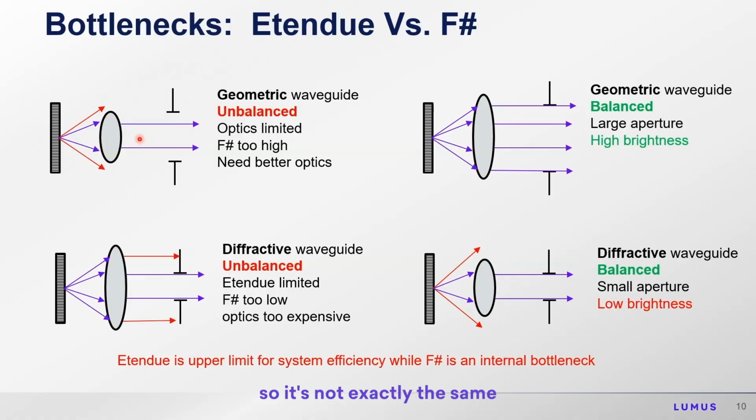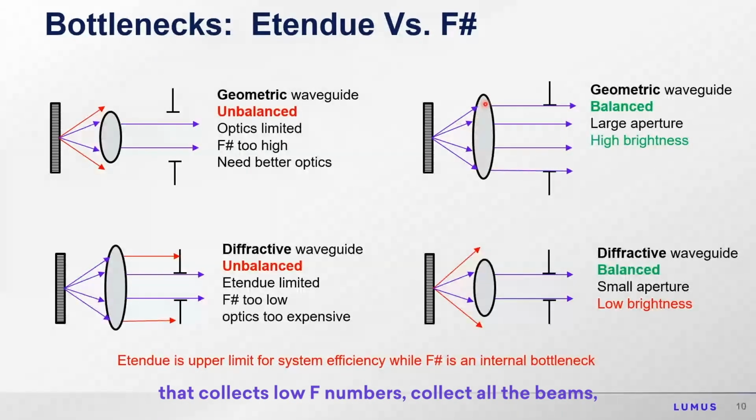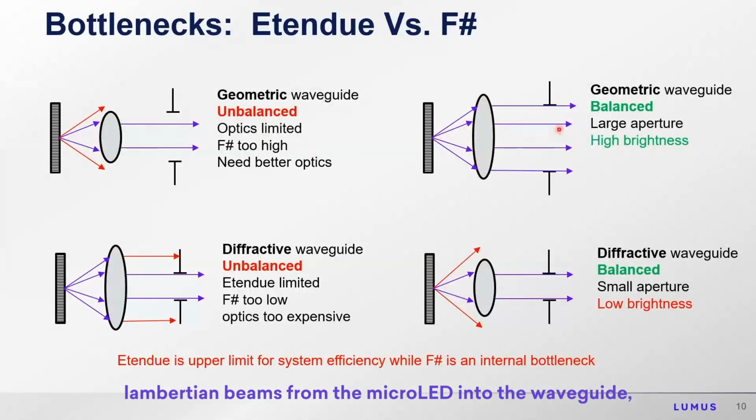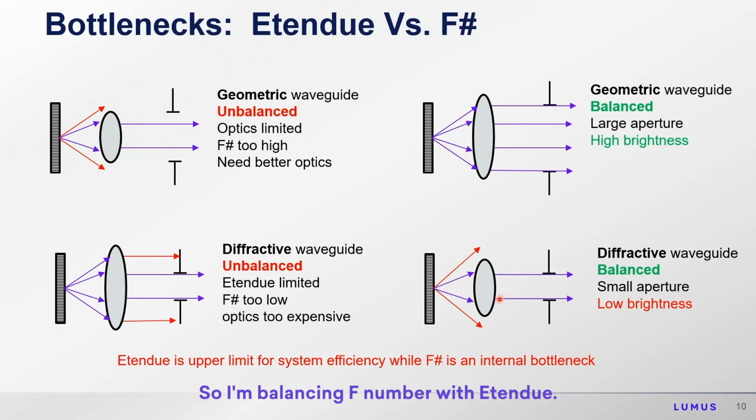So it's not exactly the same when you compare F number with etendue. This is as good as your optic could be. We cannot be any better. And to compare, these are two balanced systems. In geometric, I have a very good optics that collects low F numbers, collecting all the Lambertian beams from the micro-LED into the waveguide. And if I have a diffractive system, I would probably not need such good and expensive optics because the aperture is small. So I'm balancing F number with etendue. Okay, so that's the comparison between the two.